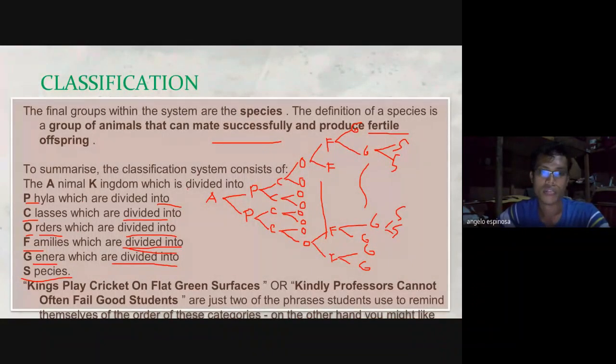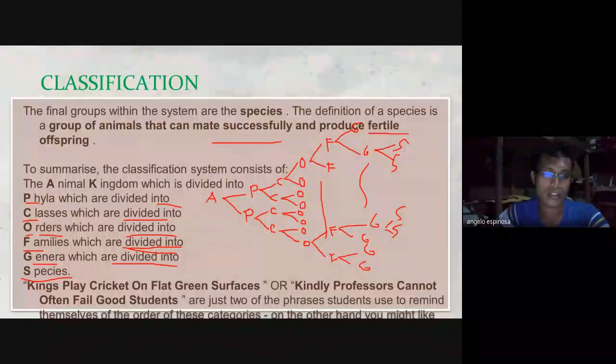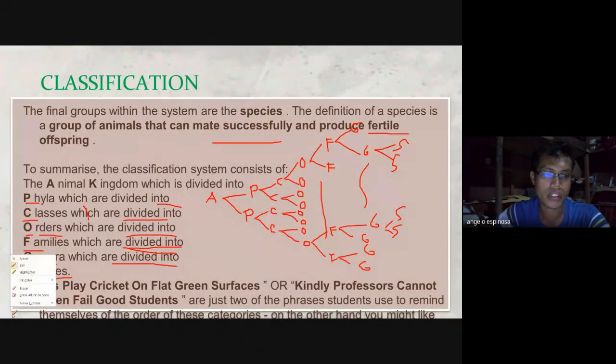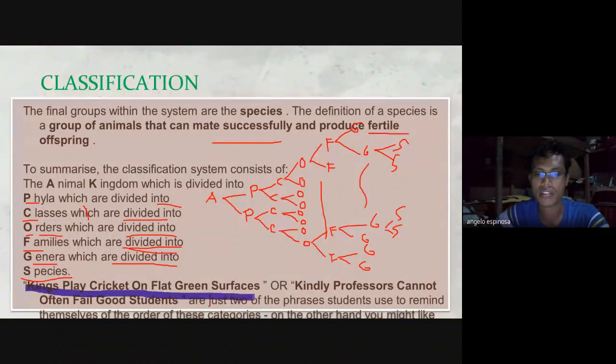So to remember all of this, we can use a mnemonic: King's play, cricket on flat green surfaces. If you want to memorize it, if you are into mnemonics, meron talagang statements na mnemonics din ang gawa. So the K represents kingdom. We have P, phylum; C, classes; O, orders; F, families; G, genera; and S, surfaces, is species.